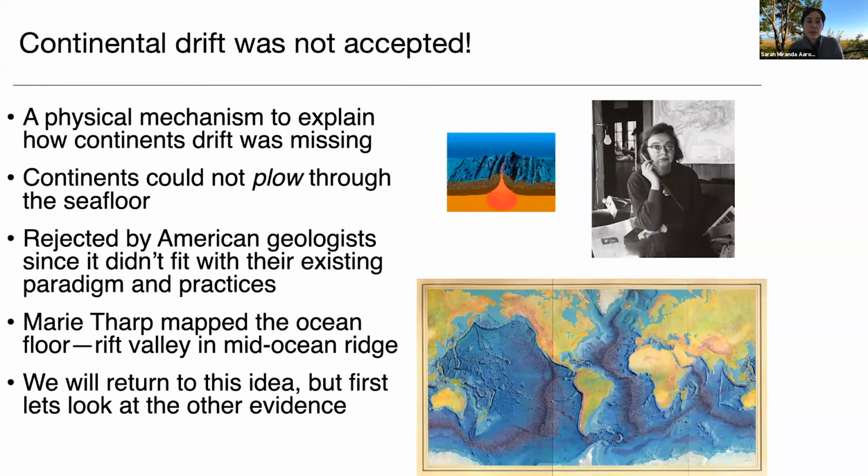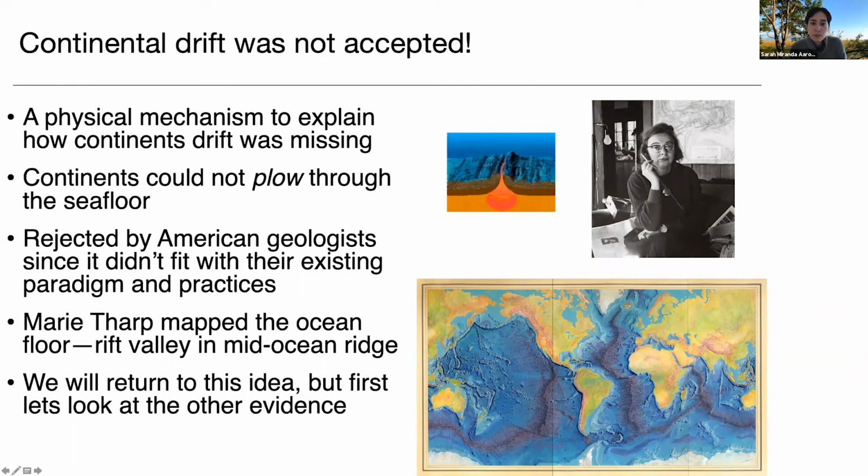So an important thing to point out was that this theory of continental drift was not widely accepted in the earth science community. It really lacked this physical mechanism to explain how the drift was actually happening. So do we have continents just floating on top of something moving around? We know that continents cannot plow through the seafloor. This is not something that is possible. And this theory was really rejected by American geologists because it really didn't fit in with their paradigm and practices at the time.